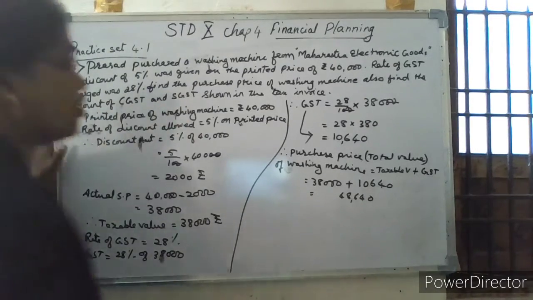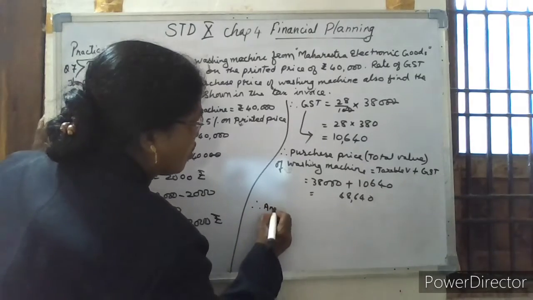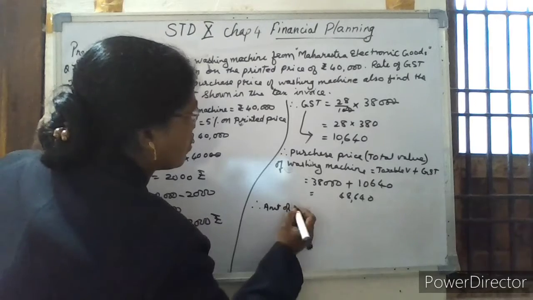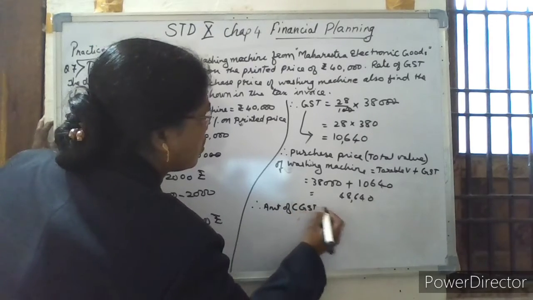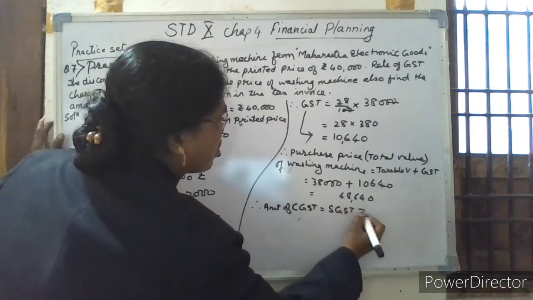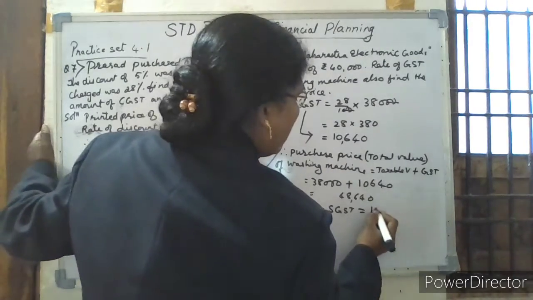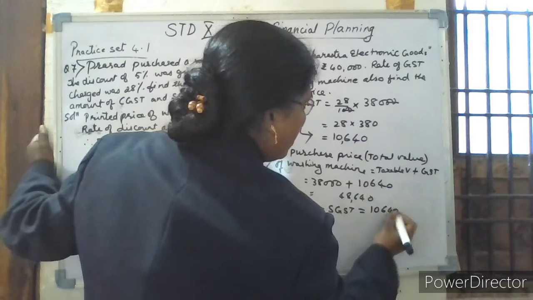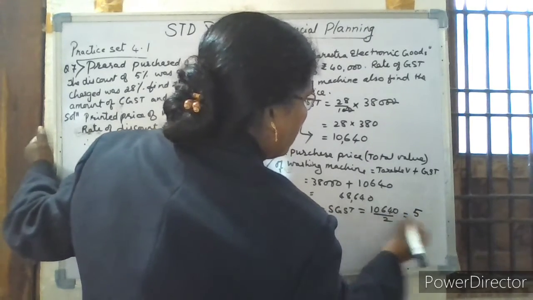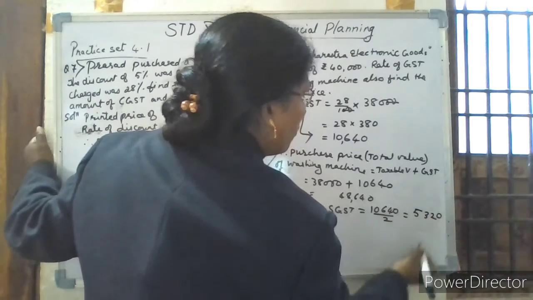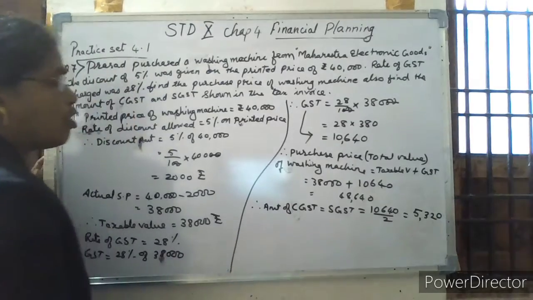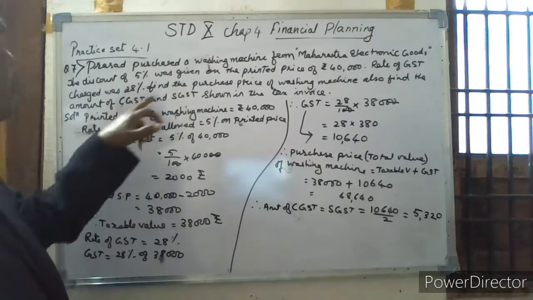Therefore amount of CGST will be equal to SGST, that is equal to 10,640 divided by 2, and that is equal to 2 5s are 10, 2 3s are 6, 2 2s are 4, 0, 5,320 rupees. Therefore we got all the answers.